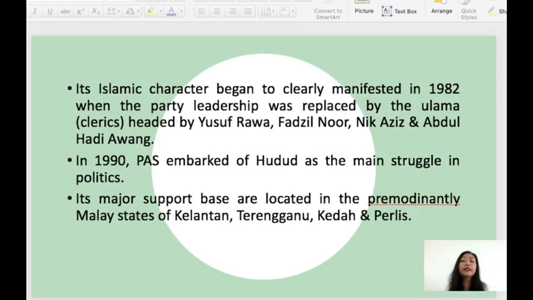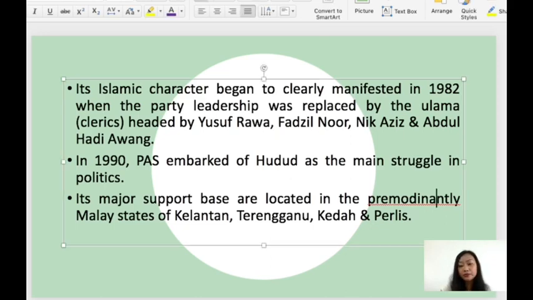Then its Islamic character began to clearly manifest in 1982 when the party leadership was replaced by the ulama or clerics headed by Yusuf Rawa, Fadzil Nor, Nik Aziz, the most popular one, and Abdul Hadi Awang. In 1990, PAS embarked on Hudud as the main struggle in politics. Its major support bases are located in the predominantly Malay states of Kelantan, Terengganu, Kedah, and Perlis.